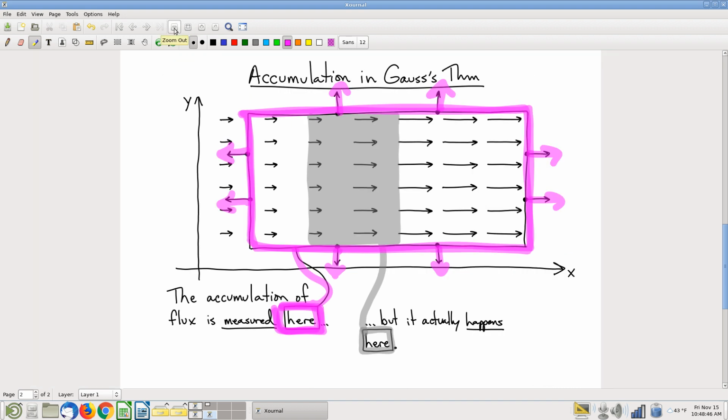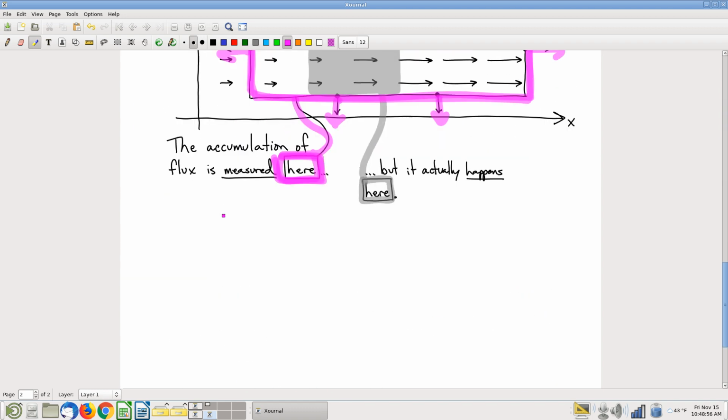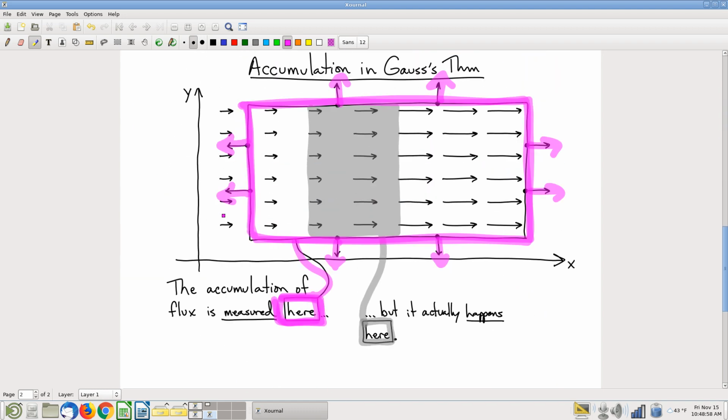Where is it actually happening? It's not happening on the boundary any more than change is happening on this boundary. It's happening where the integrand says it is. In this case, the flux is happening where divergence says it's happening, and divergence is going to be positive in here, positive divergence in there, right? That's where the divergence is. That's where the flux is actually happening.